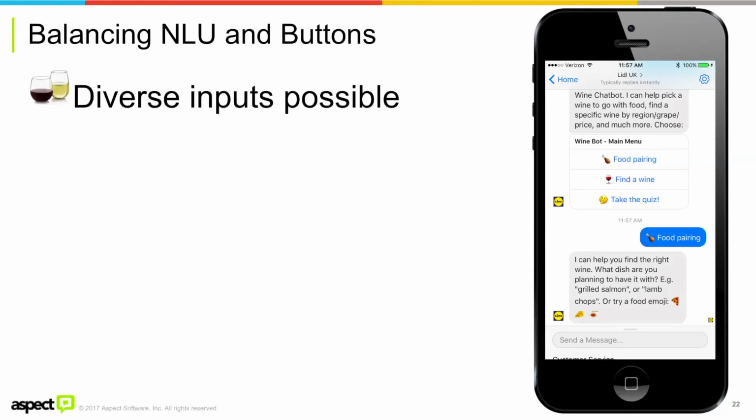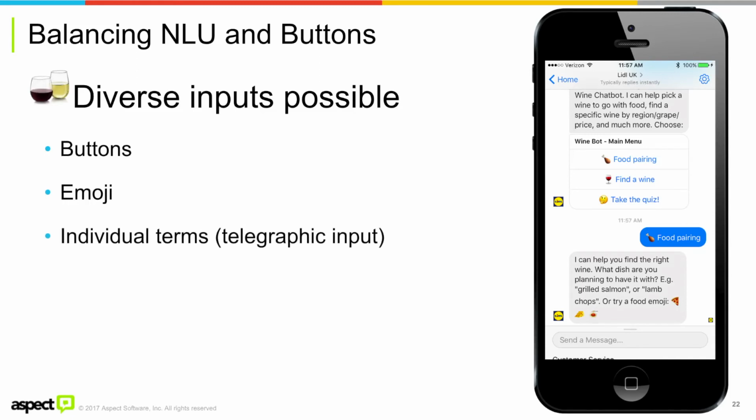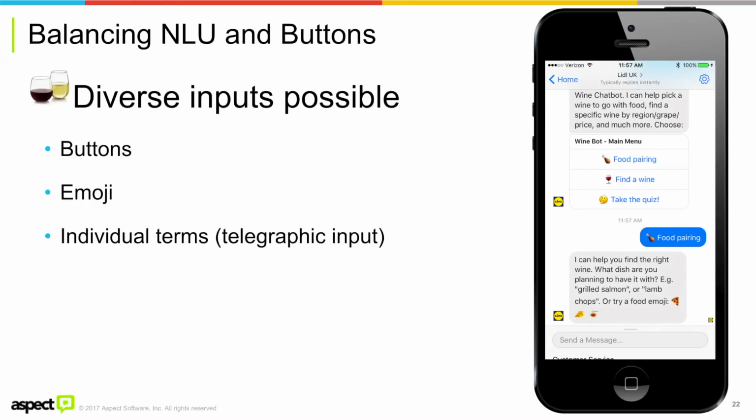Okay, so as a result, we don't just do natural language input, we do diverse inputs. So we handle buttons, we handle emoji, because, you know, millennials buy wine too. They're old enough now. Individual terms, what we call in linguistics telegraphic input. Telegraphic input is when people drop words out of their sentence to make it simpler and faster. It goes all the way back to people sending telegrams and not wanting to pay more money, but people do it in texting. And we have to be able to handle that. And we also have to be able to handle people who talk to Margot in full sentences.